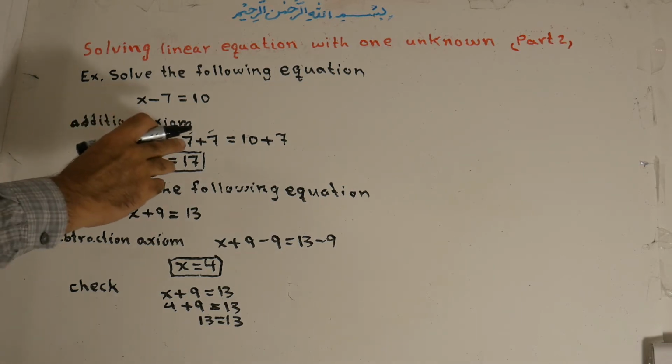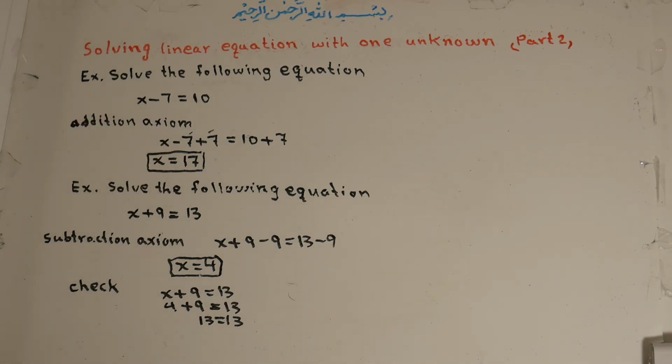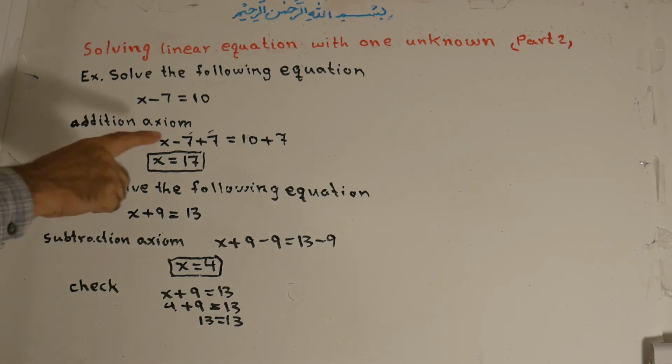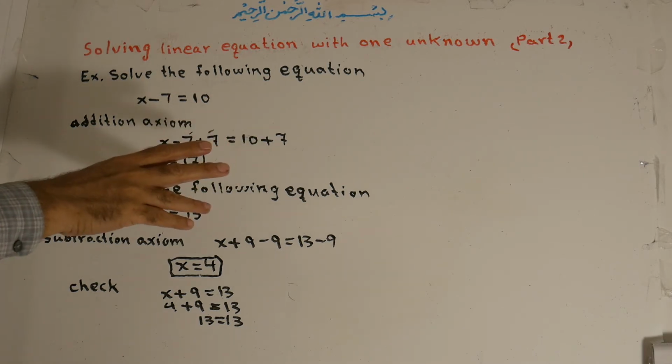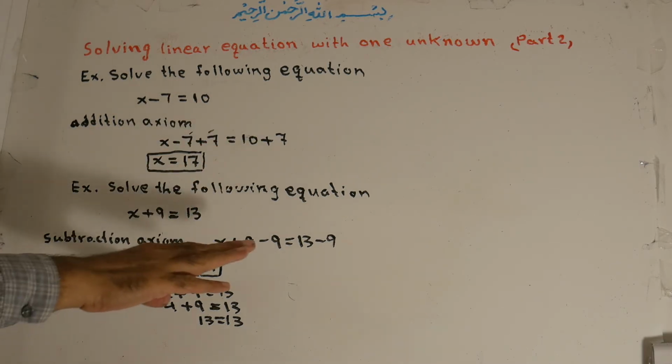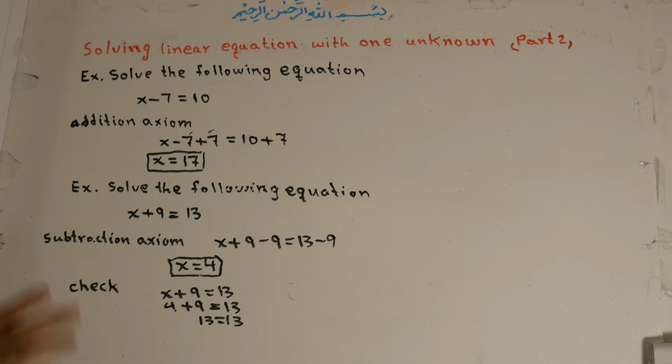Here we added 7, the opposite of negative 7, on both sides of the equation. Here we subtracted 9 from both sides of the equation.